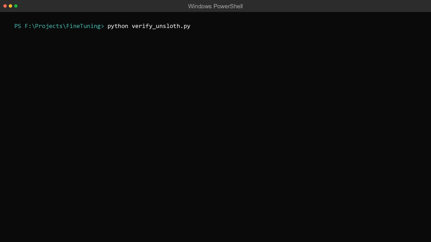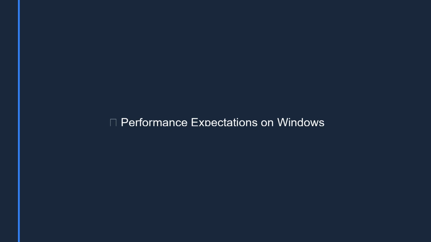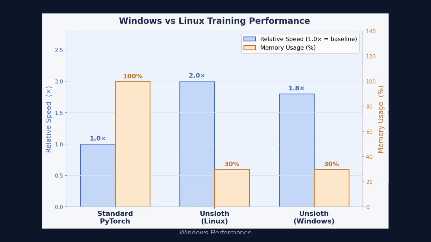Any failure prints a specific error and a suggested fix. Address failures from top to bottom. Fixing a dependency issue early often resolves apparent failures further down the chain. Performance expectations on Windows. The performance chart makes the trade-off concrete.